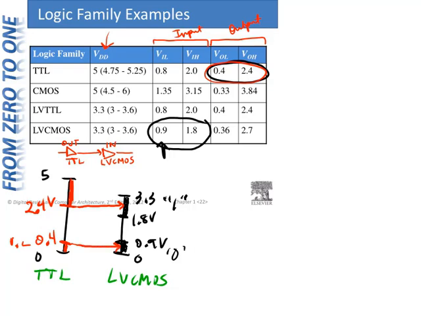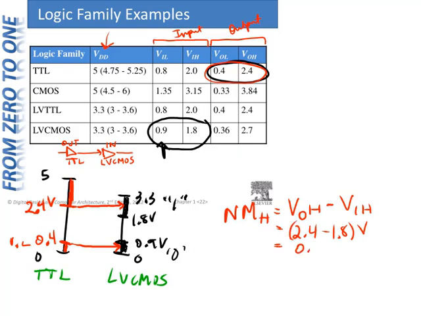And so now we can figure out what the noise margins are. Well, noise margin high is going to be voltage output high minus voltage input high. It's equal to 2.4 minus 1.8 volts, 0.6 volts.